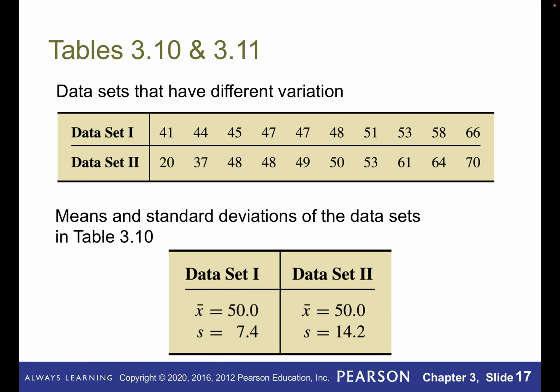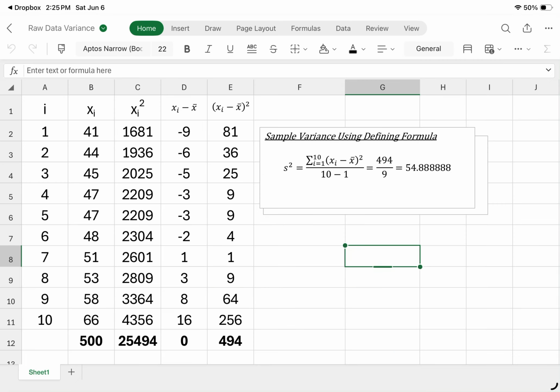So here we have 2 data sets. Let's focus on data set 1. In data set 1, we see that the mean is 50 and the sample standard deviation is 7.4. So that means that the sample variance will be 7.4 squared. Now there's probably some rounding here, and 7.4 squared gives 54.76. Let's see how to do that.